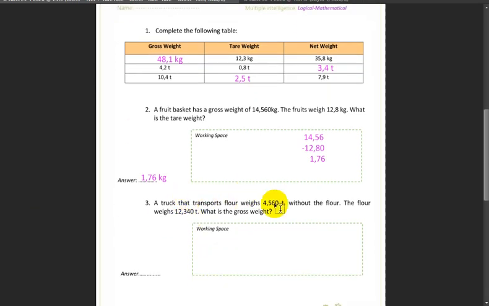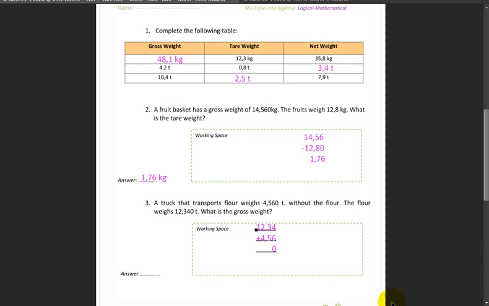The empty truck is, of course, the container. So that would make it the tare weight. And the flour is the contents of the package, the insides of it. So that would make it the net weight. And in order to find the gross weight, we need to add these two up. So we're going to need to do 12.34 plus 4.56. So let's get started on that.